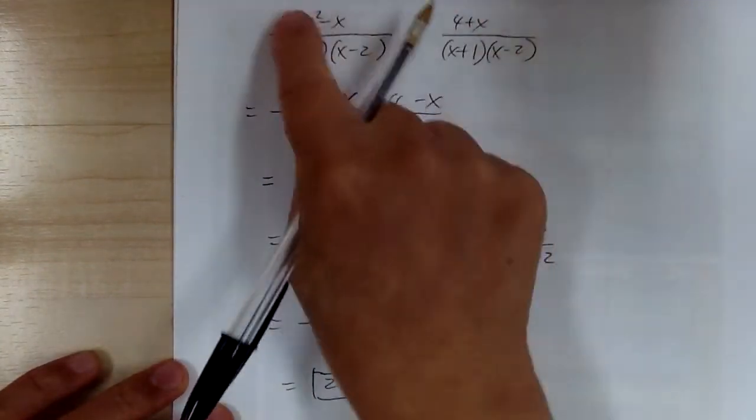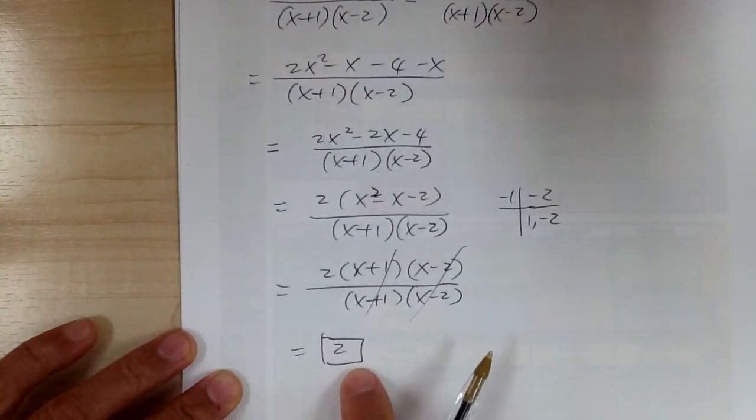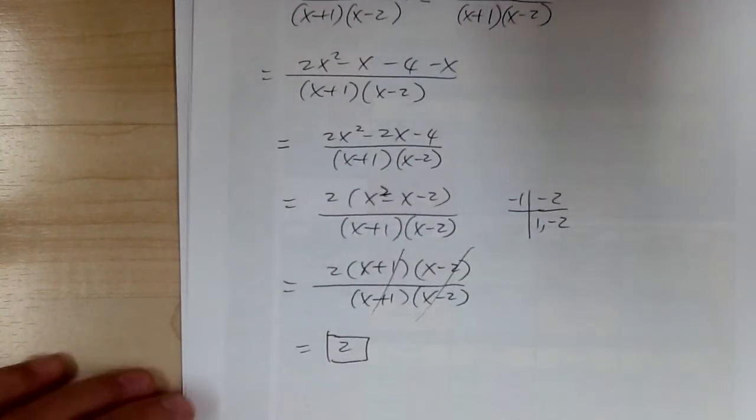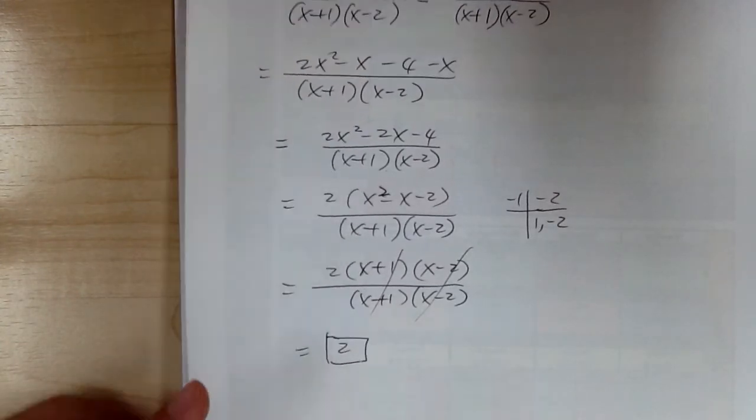So for all values of x other than these two restricted values, it will always equal 2. Okay, let's go to number 113.